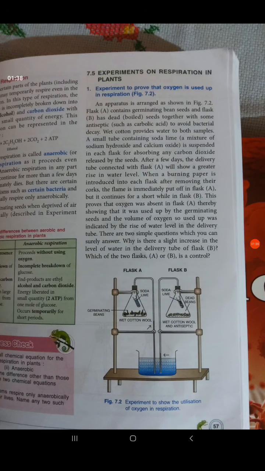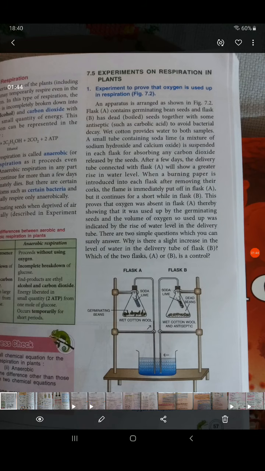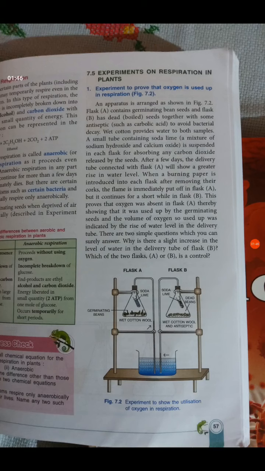Now as you can see, both the test tubes are connected with a delivery tube inside a container containing water, and in both the test tubes we have taken soda lime. So what is the use of soda lime? This soda lime absorbs carbon dioxide. In the first test tube soda lime is there, as well as in the second test tube. The purpose of soda lime is to absorb carbon dioxide.